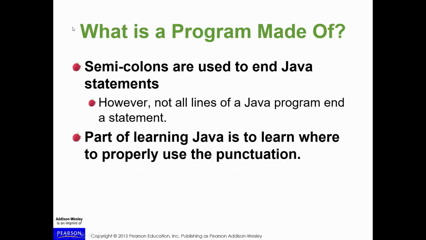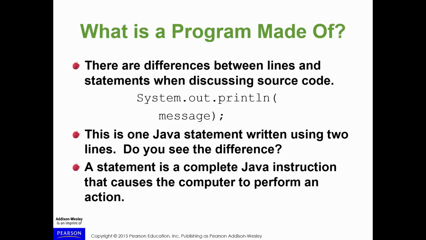I already mentioned that semicolons are typically used to end a Java statement. All right, we'll see exceptions to that as we go on. Part of learning Java is learning where and how to properly use punctuation. It says there are differences between lines and statements when you discuss code. This is one Java statement written using 2 lines. Okay, so you could put it in 2 lines like that. And even though this is 2 lines, it still is a single program statement.